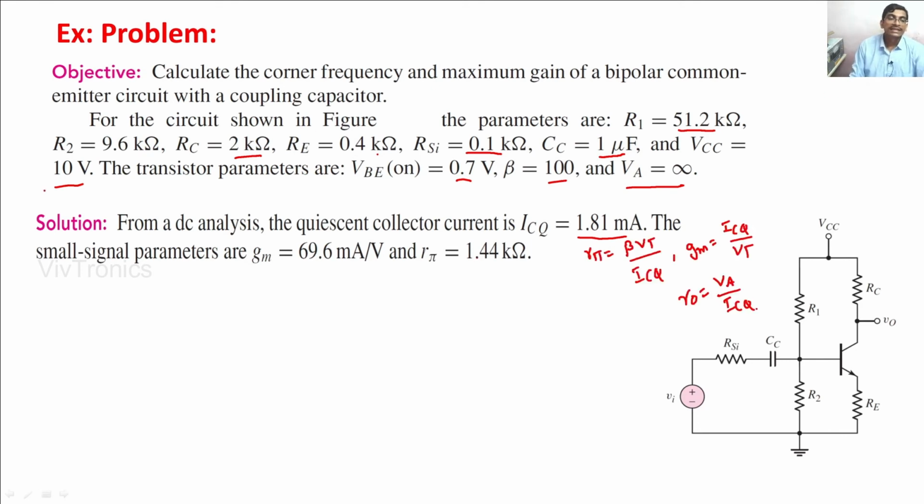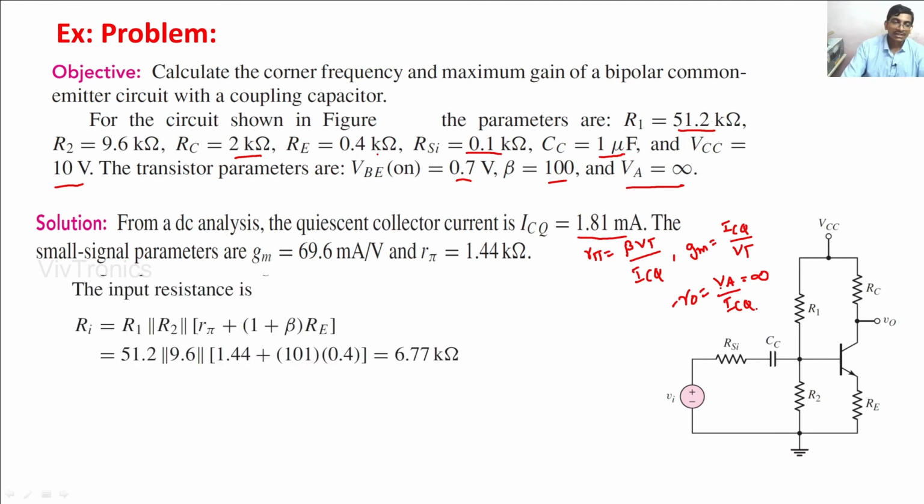Here these values can be calculated using the equations: r pi is equal to beta Vt by ICQ, gm is equal to ICQ by Vt, and r naught is equal to VA by ICQ. As the VA value is infinite, the r naught is also equal to infinity. Therefore, we can neglect the small signal output resistance from the small signal equivalent circuit.